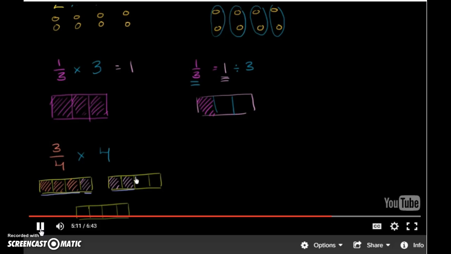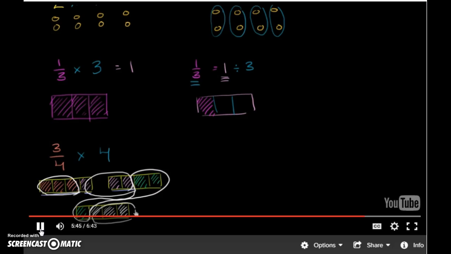So my third 3/4. So here's a fourth. Here's my second fourth. Here's a third fourth. So in green I have another 3/4, and now we need 4 3/4. So let's do that in a color I have not used yet, maybe white. So that's a fourth, that's 2/4, and that is 3/4. So notice now I have 1 3/4, 2 3/4, 3 3/4, and 4 3/4.